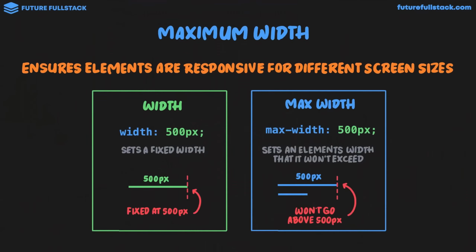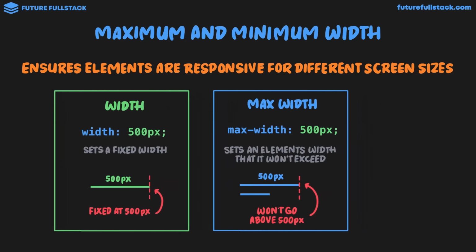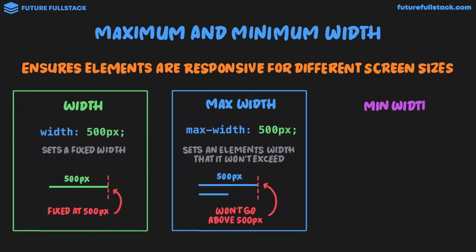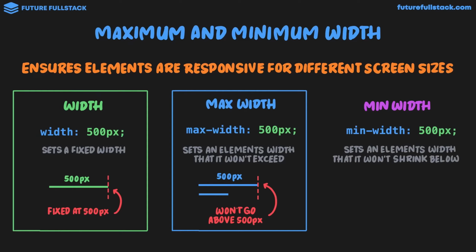So in the previous chapter, we had this slide about maximum width, where we looked at the width property and the new max width property. Let's now update this to look at maximum and minimum width. So I'll scoot over width and max width to make some space, and let's add in min width. The min width property looks like this, min-width, where the property is min width, and the value is something like 500 pixels. Min width is the opposite of max width. It sets an element's width that it won't shrink below. So if we have an element with a min width set at 500 pixels, the element's width won't go below 500 pixels. However, if the window expands, the element's width can exceed 500 pixels.